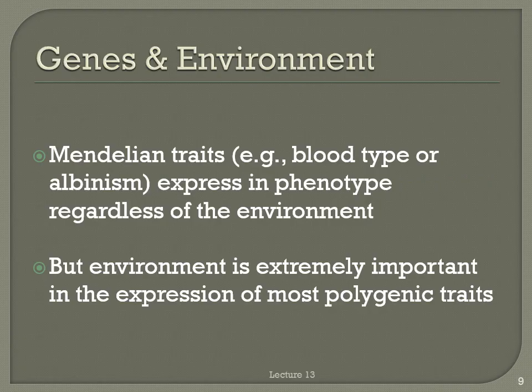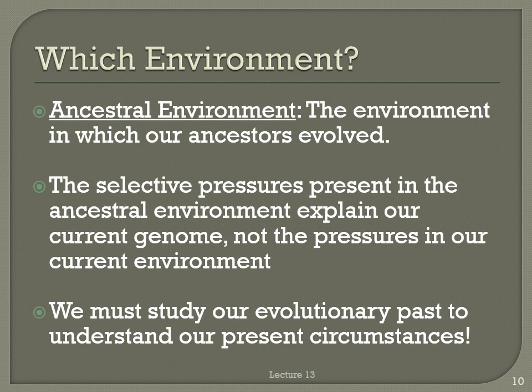Of course, genes play a role in how quickly and in what ways we grow and develop. Mendelian traits, like blood type or albinism, for example, will express in the phenotype regardless of the environment. For polygenic traits, our genome sets a range of potential variation, and our interactions with the environment determine where within that range we fall. For traits with continuous phenotypes, therefore, the environment is extremely important in our development. But first, we need to figure out which environment.